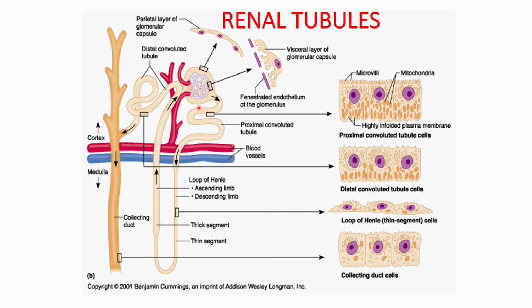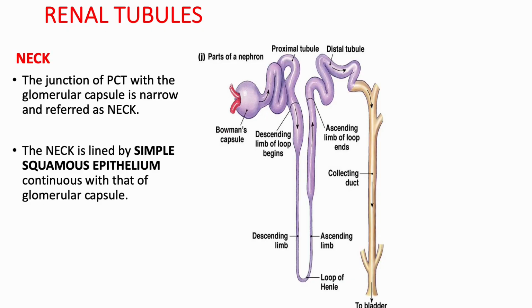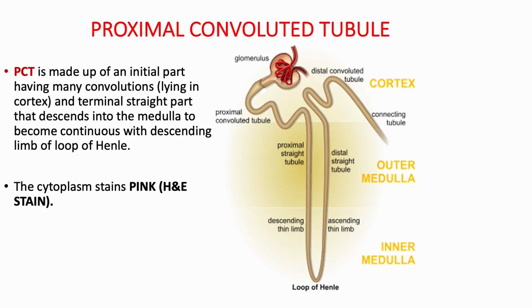Now this Bowman's capsule leads into the renal tubules, which consist of the proximal convoluted tubule, then the loop of Henle, and then the distal convoluted tubule. At the beginning of the proximal convoluted tubule, at the junction with the glomerular capsule, there is a narrowing, and we call this area the neck. This neck is lined by simple squamous epithelium as it is in continuation with the glomerular capsule.